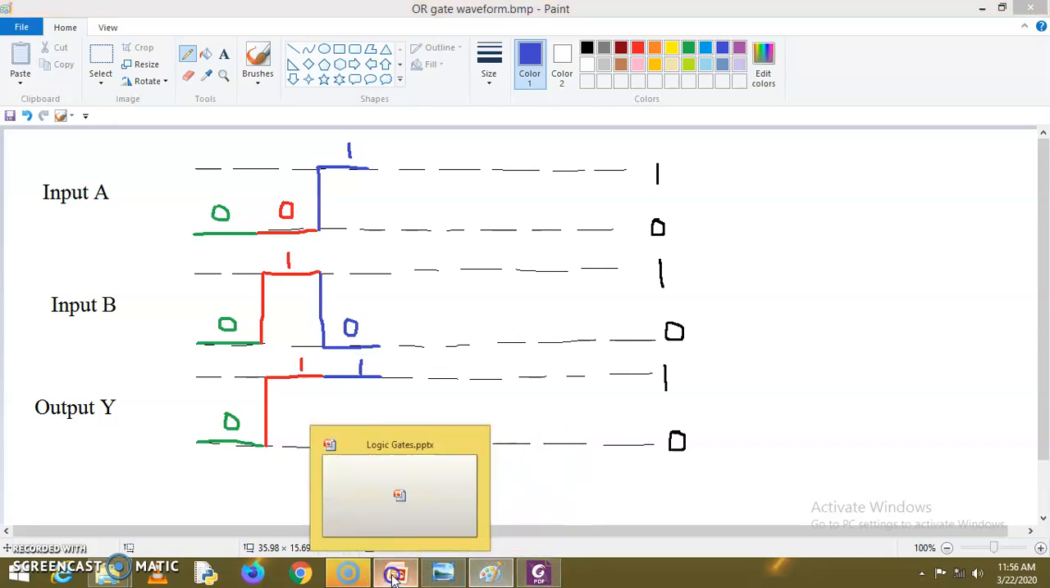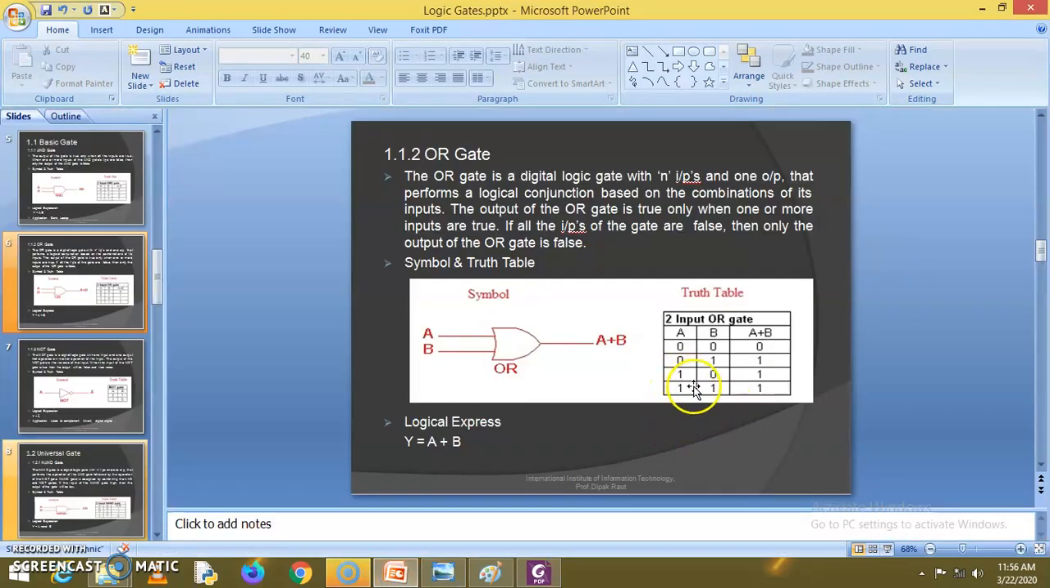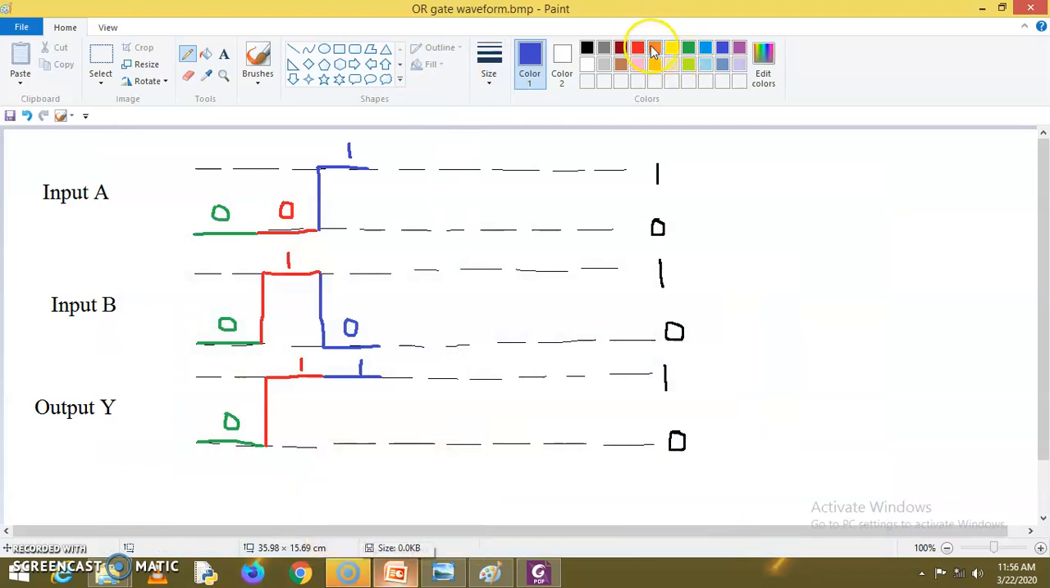And now the last possible input combination is what? Both inputs are 1, output is also 1. So again I'll use any other color. Okay, I'll use this one. Now both inputs are 1. So here it will make the transition from 0 to 1, and that time output is also 1.